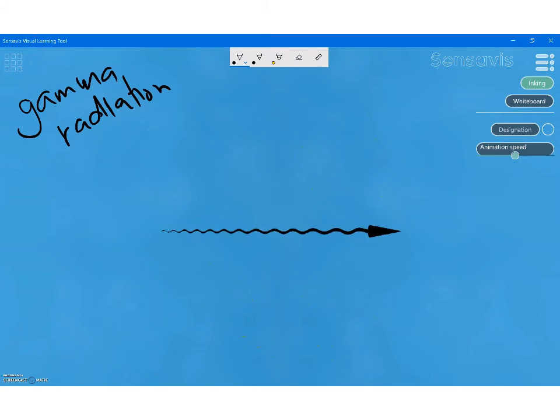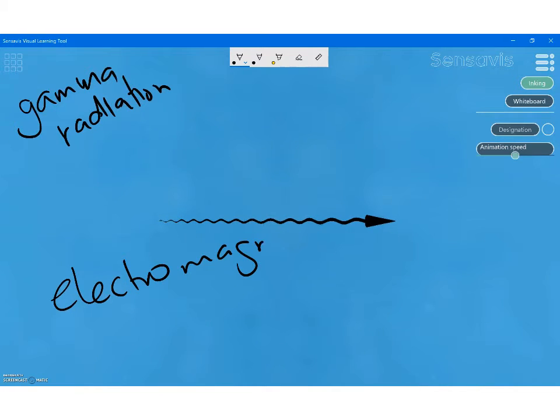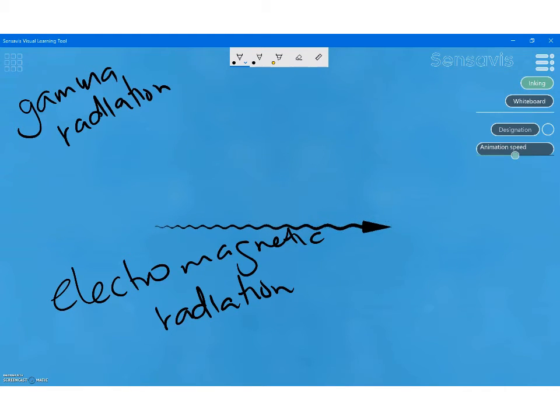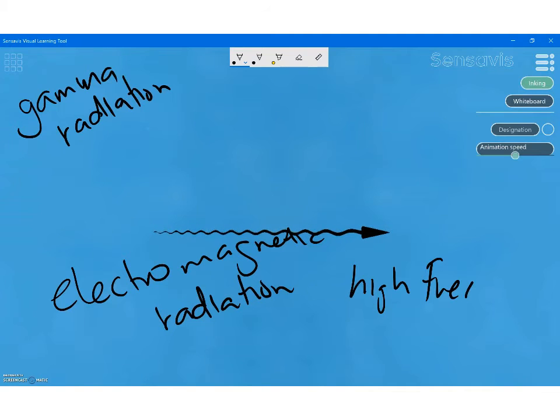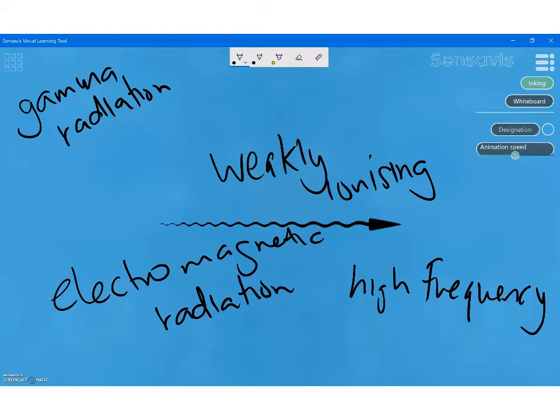Okay, so let's watch that again. It's going to emit this radiation, which is in the form of electromagnetic radiation, very high frequency, and it's also going to be weakly ionizing. So it's not going to form many ions as it passes through the atmosphere. That's known as gamma radiation, and that's the symbol that we use for gamma radiation.